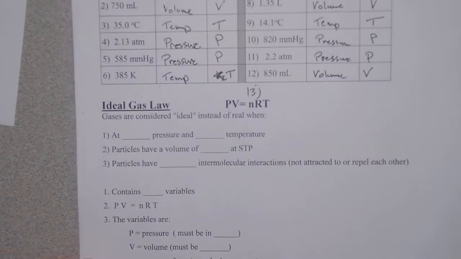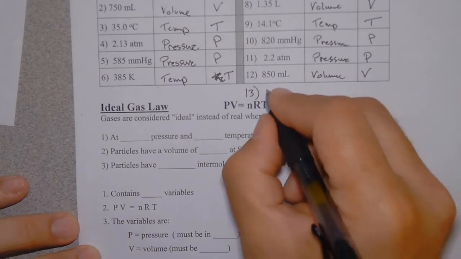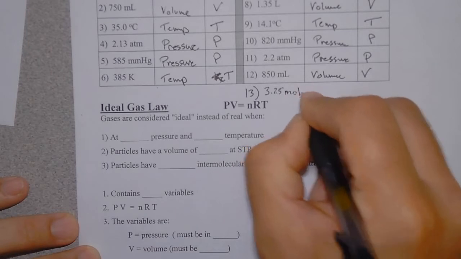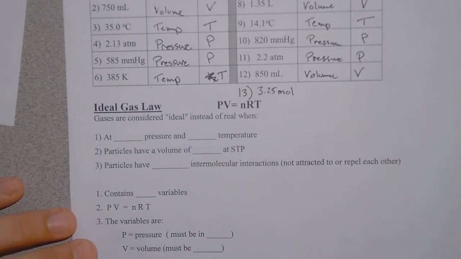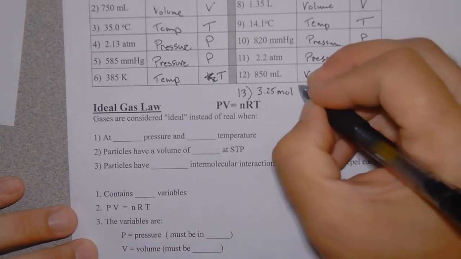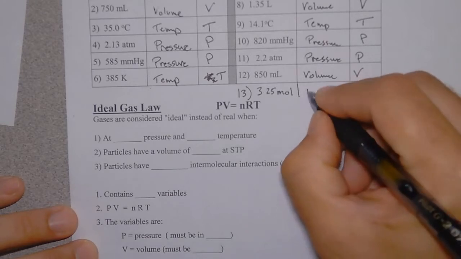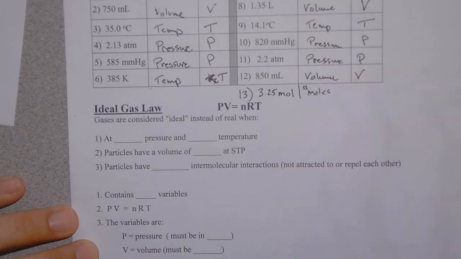We're adding. Number 13, we're adding. Ready? 3.25 mol. Caden B. What is that variable name? Moles. Or you can put number of moles if you want.